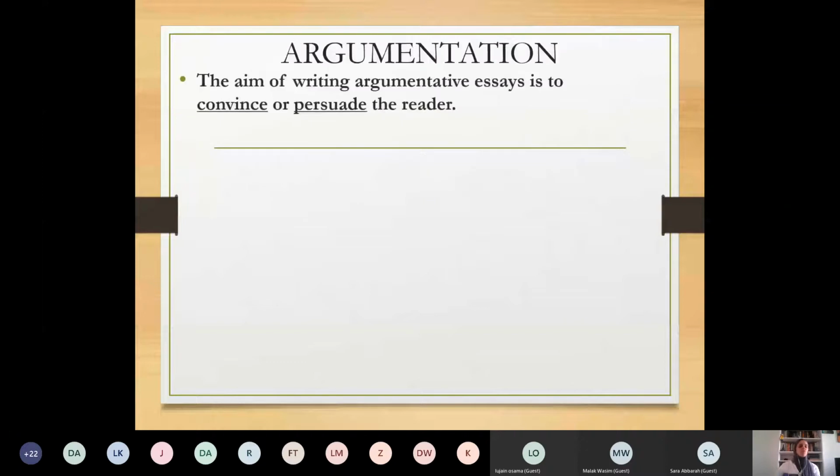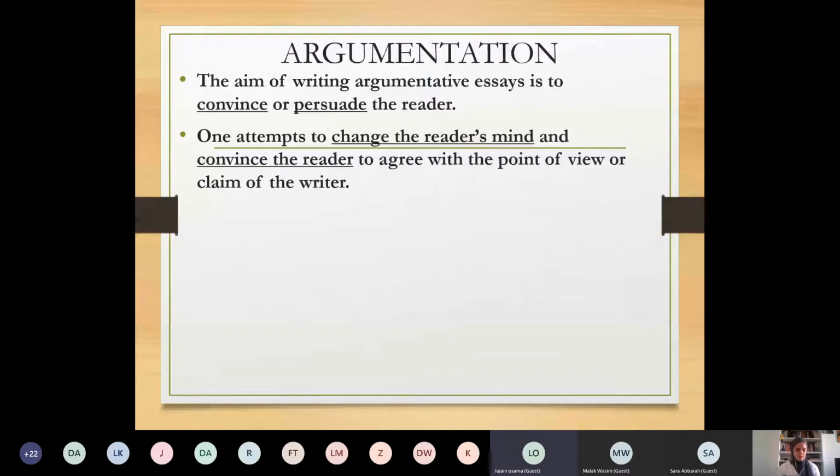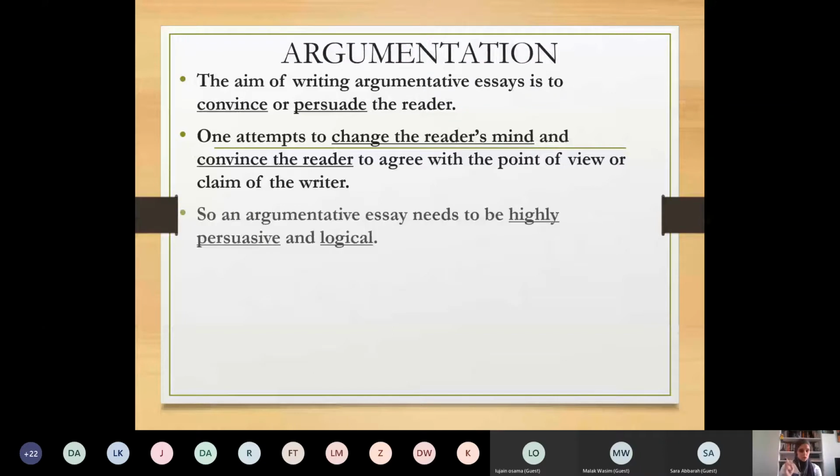The aim of writing an argumentative essay is to convince or persuade the reader. I want to convince the reader with my opinion. To persuade him with my opinion. So it's a persuasive essay? No. Persuasive is a kind of argumentative. Argumentative is the whole. One attempts to change the reader's mind and convince the reader to agree with the point of view or the claim of the writer. An argumentative essay needs to be highly persuasive and logical.